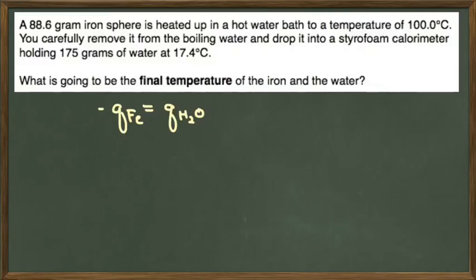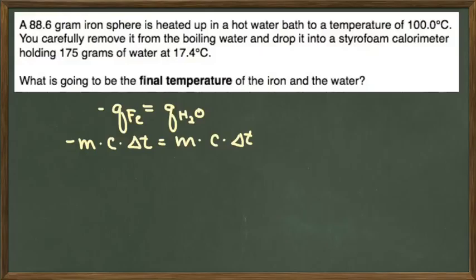In this problem, I don't know what the heats are, so I'm going to substitute in with an expression that is equivalent to the heat, realizing that neither the water nor the iron are going to undergo a phase change. We can substitute in using our relationship Q equals mc delta T. I've substituted on the left side for all values involving iron, and on the right side of the equation, all values that pertain to the water.